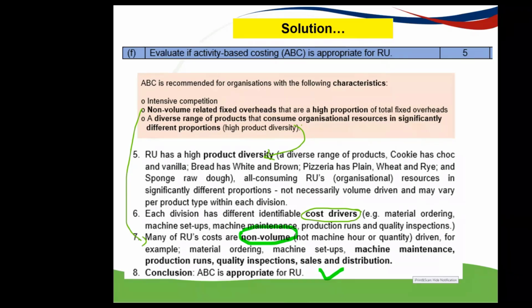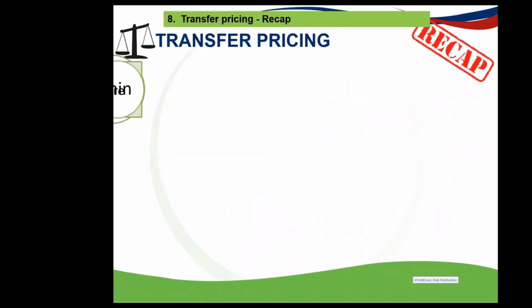So in this case, there is a lot of competition. We tell you that in the scenario. We also see from the question that RU has a lot of fixed overhead, and they've got a diverse product range, and there's different cost drivers. It's not just your traditional cost drivers like labor hours that apply here. So that makes ABC appropriate for RU, but you can just revise this in your own time, please. Then just quickly, transfer pricing.